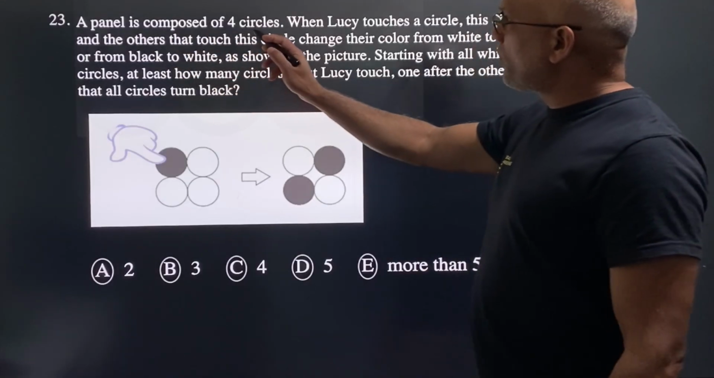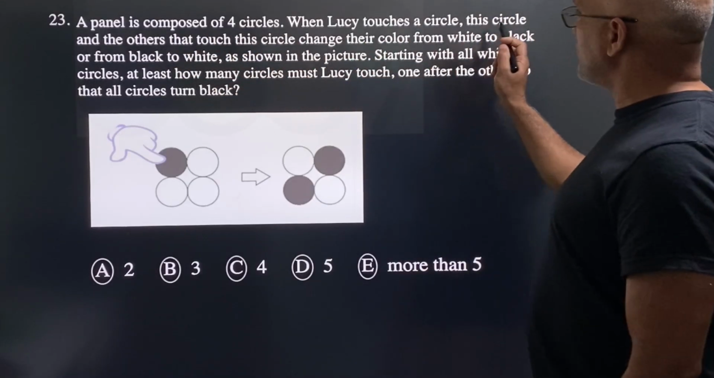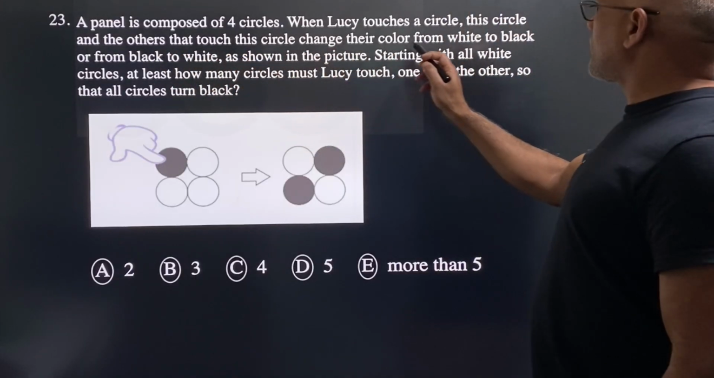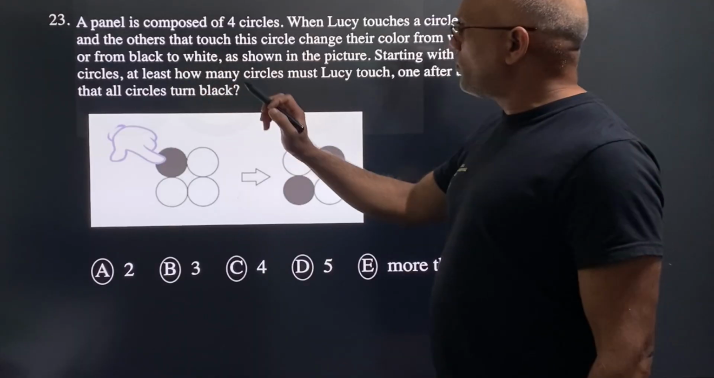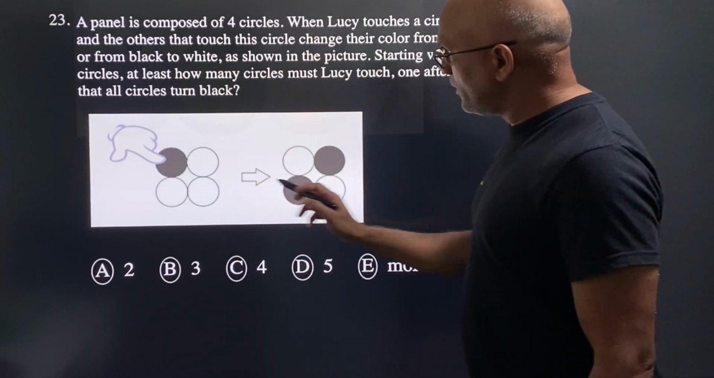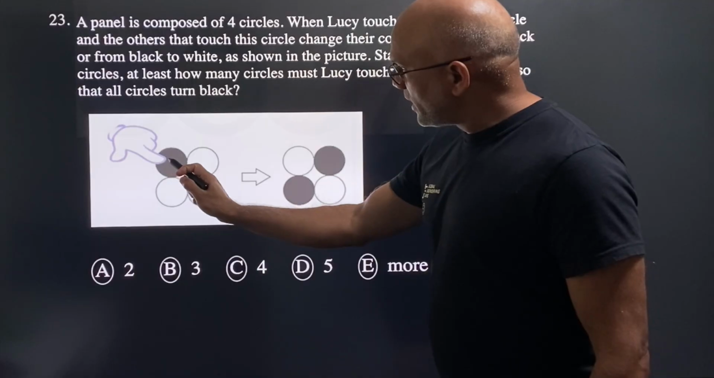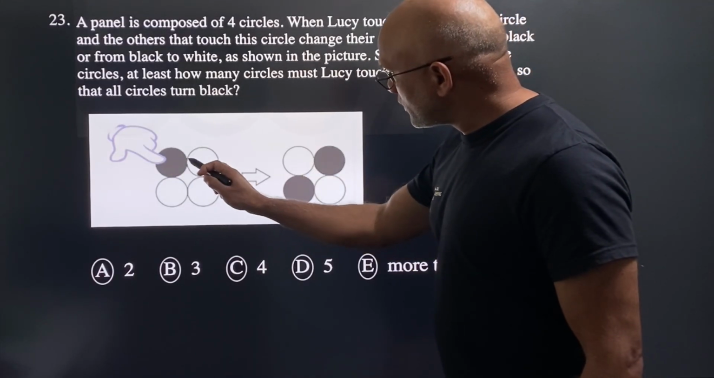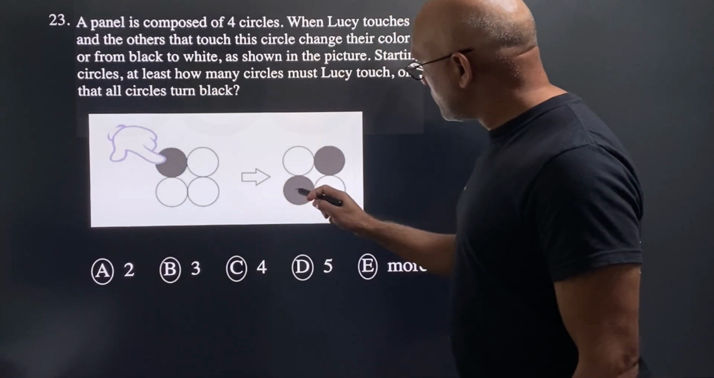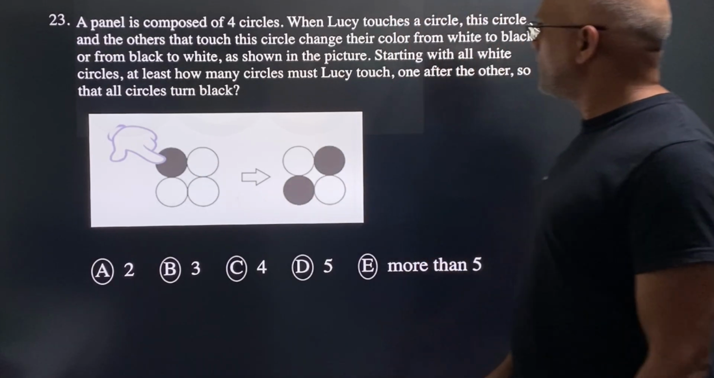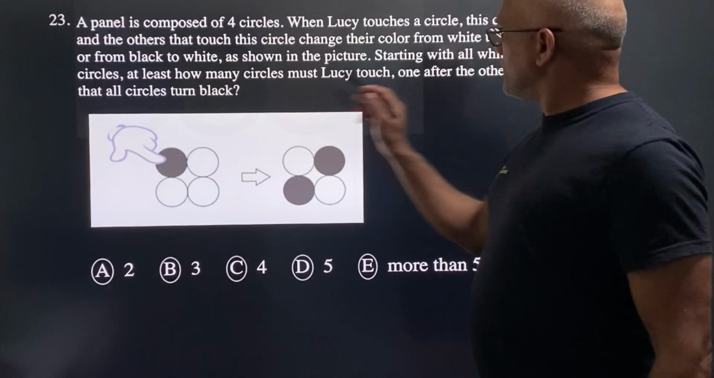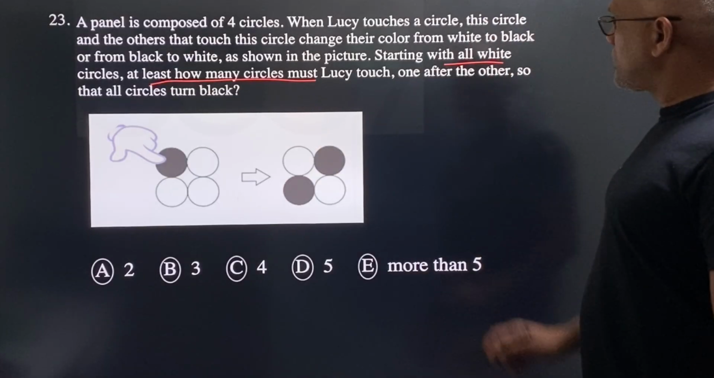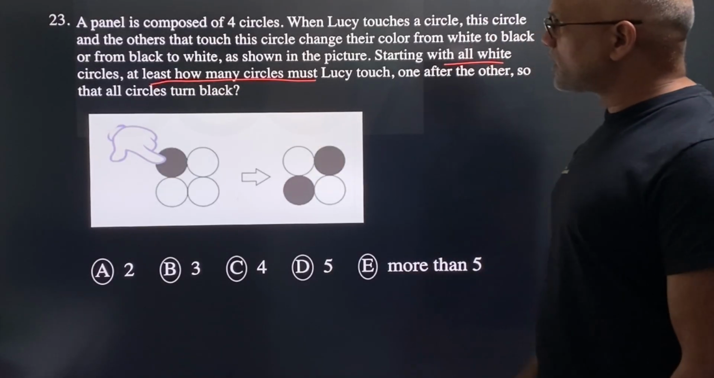A panel is composed of 4 circles. When Lucy touches a circle, this circle and the others that touch this circle change their color from white to black or from black to white, as shown in the picture right here. So if we touch this, the black will become white, and the 2 others that are touching will change color from white to black, and this will remain the same. Okay, starting with all white circles, all white. At least how many circles must Lucy touch one after the other so that all circles turn black?